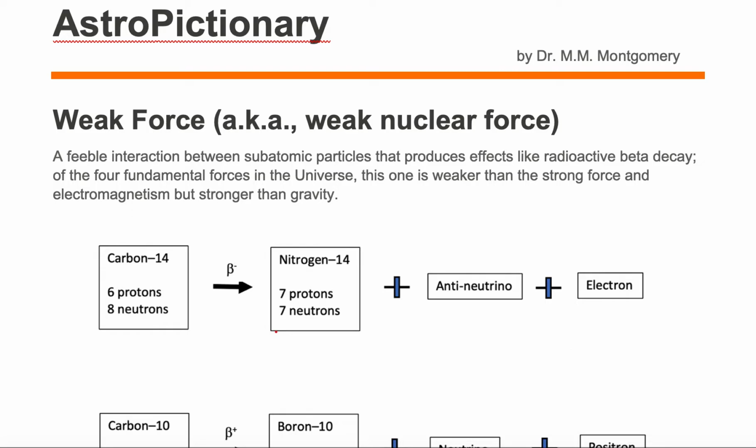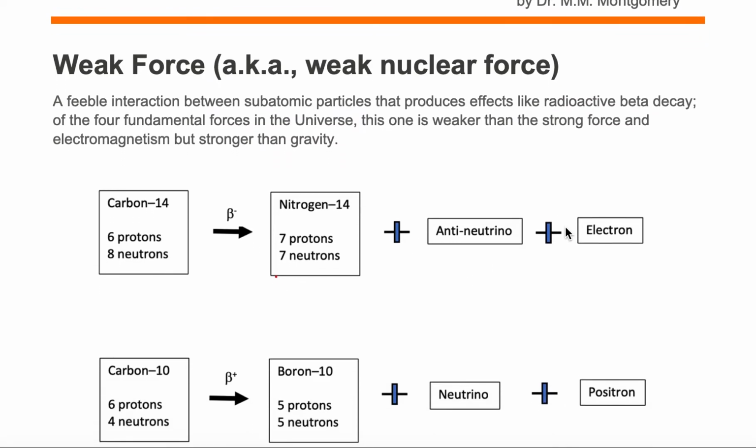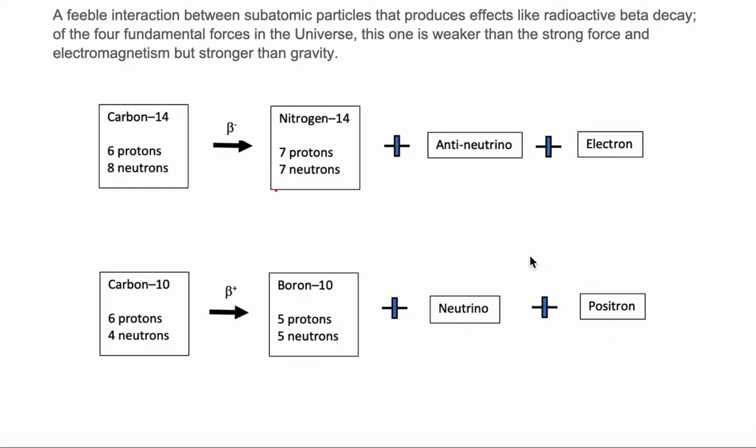In negative beta decay, which is what we're showing in the top portion of the diagram, a neutron converts into a proton, and an electron and an antineutrino are created. In positive beta decay, which is what we're showing in the bottom portion of the diagram, a proton converts into a neutron, and a positron and a neutrino are created.